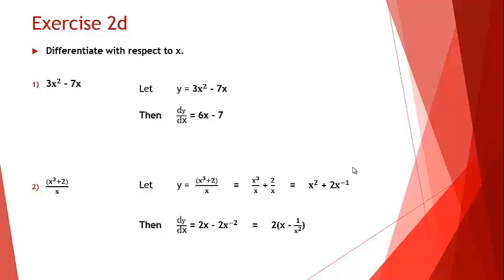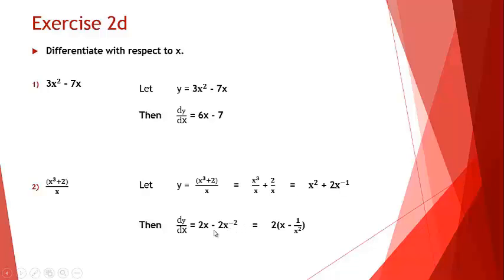So when x squared is differentiated with respect to x, 2 is multiplied and 1 is taken away from the power. So that's how we got 2x here. Similarly, negative 1 is multiplied with the 2, so we get negative 2, and 1 is taken away from the power, which gives us x to the power negative 2.